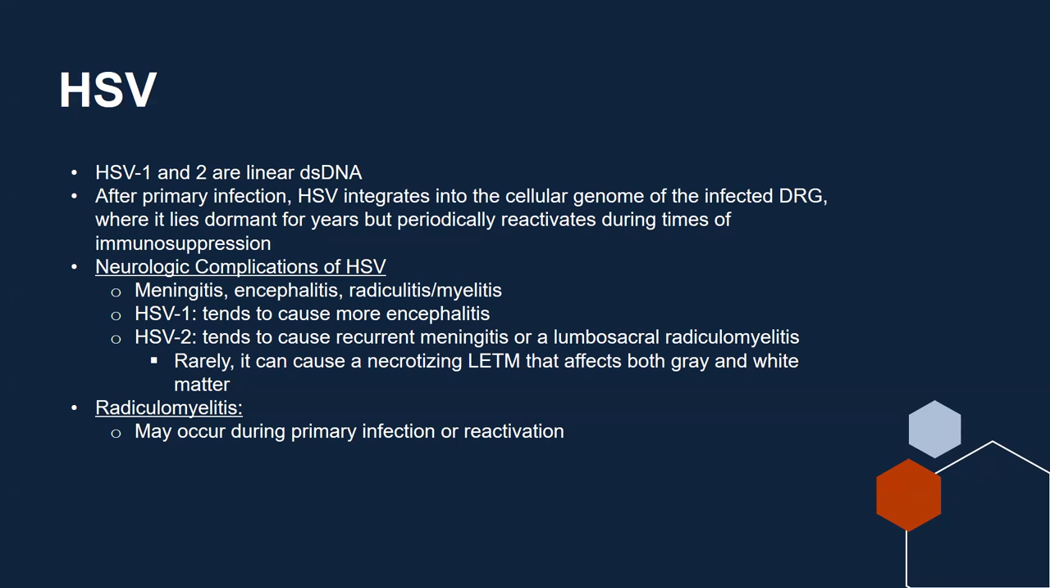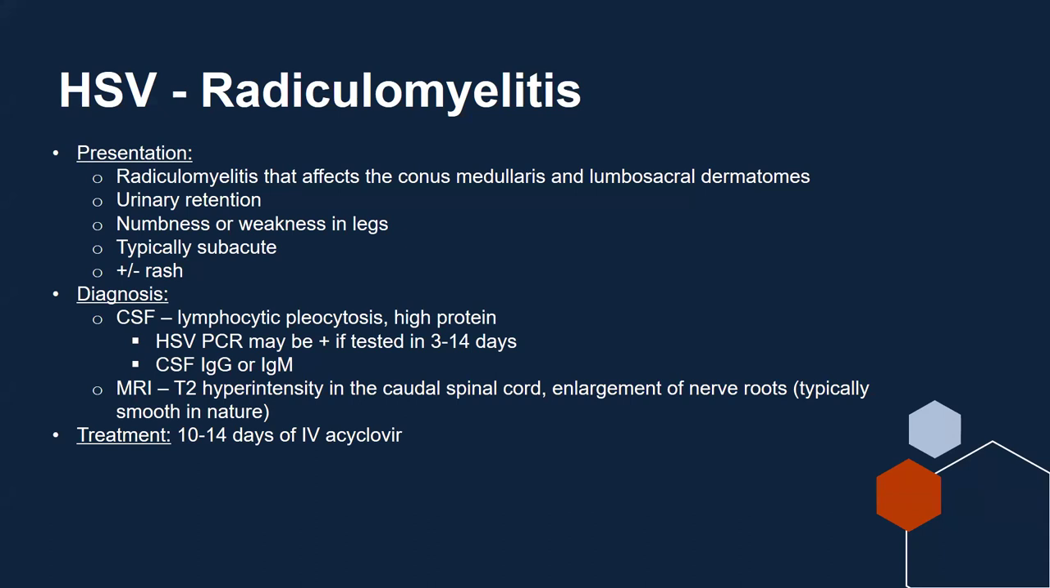We'll focus mostly on the radiculomyelitis since we are talking about conus medullaris and cauda equina syndrome, and this radiculomyelitis can occur as part of primary infection or during reactivation. HSV-2 is the virus that typically causes a radiculomyelitis and affects the conus medullaris and the lumbosacral dermatomes. These patients present with subacute onset of urinary retention, numbness or weakness in the legs, and may or may not have a vesicular rash present.